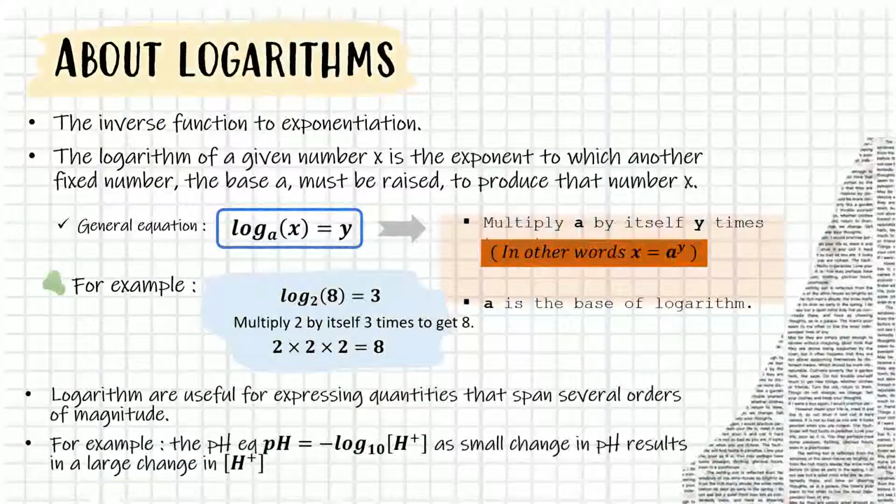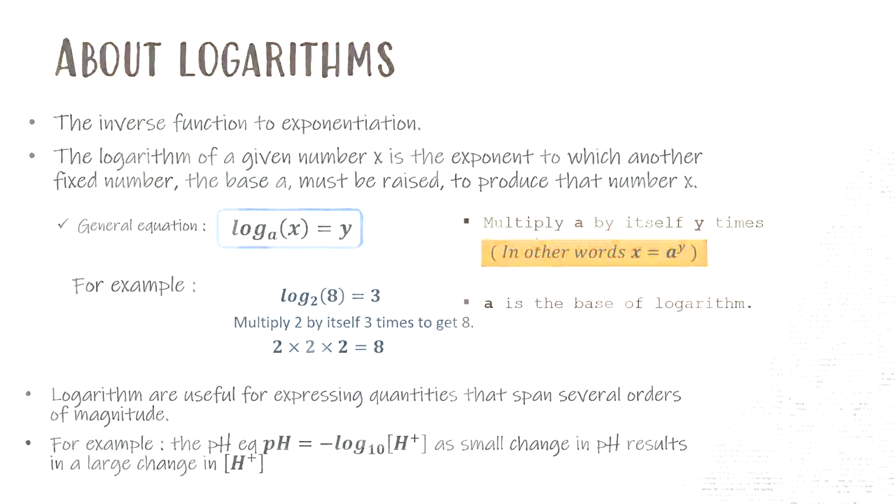Logarithm is the inverse function to exponentiation. So the logarithm of a given number x is the exponent to which another fixed number, the base a, must be raised to produce that number x. So the general equation is log_a x = y, which means multiply a by itself y times to get x. In other words, x = a^y. a is the base of the logarithm.